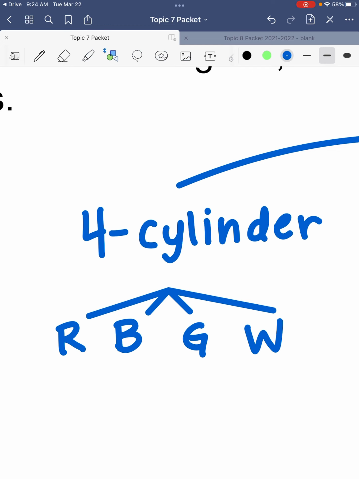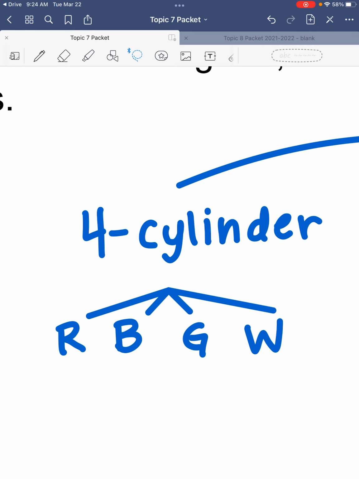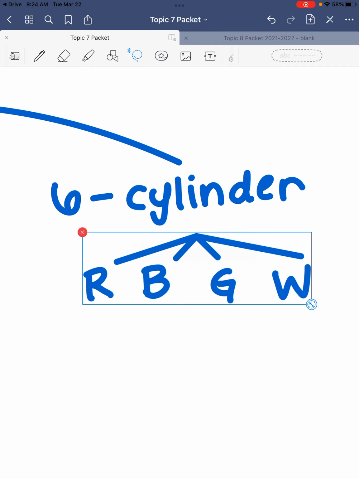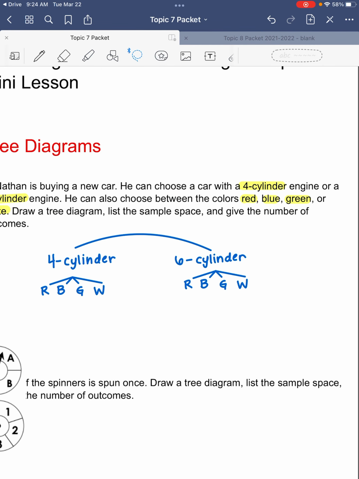Now, that's for a 4-cylinder car. He can choose those color options, but he can also choose those color options for a 6-cylinder car. So over here under 6-cylinder, I'm going to paste the same thing that I just made. Okay? So that is what my tree diagram looks like.